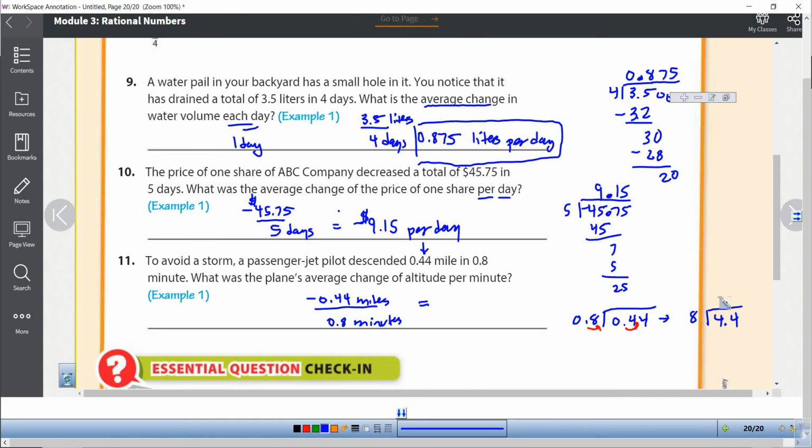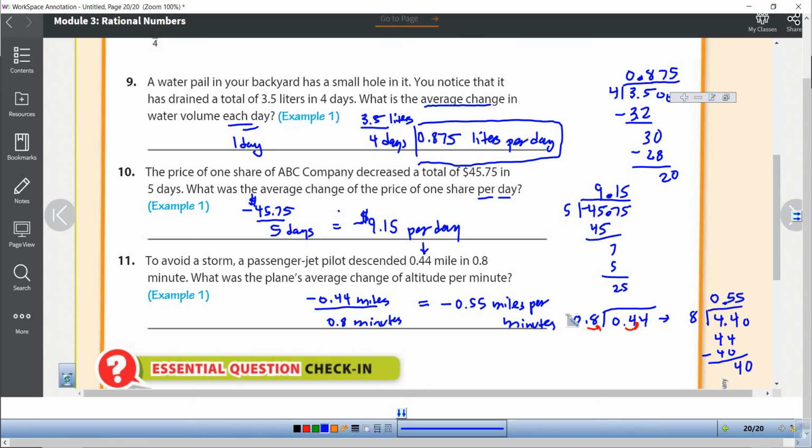Does 8 go into 4? No, sirree, Bob. 4, bring down that other 4. Does 8 go into 44? It sure does. Let's see here. 8 times 4 is 32. 8 times 5 is 40. I'm going to subtract those, and I get 4, and then I'm going to bring down a 0, and we get 5. So we get negative 0.55 miles per minute.